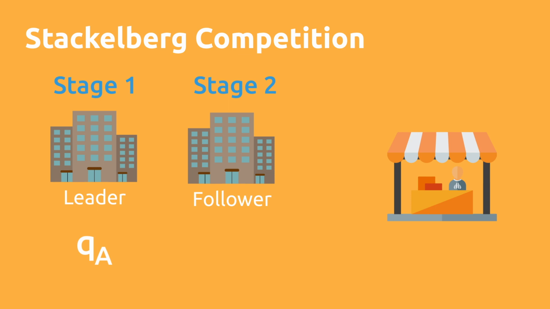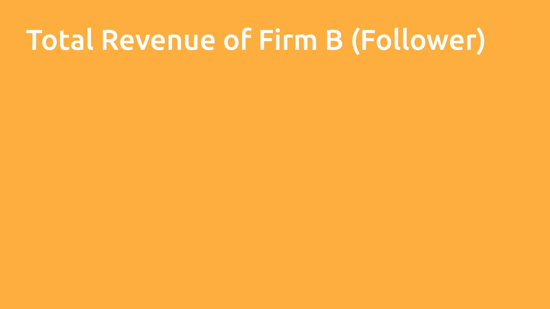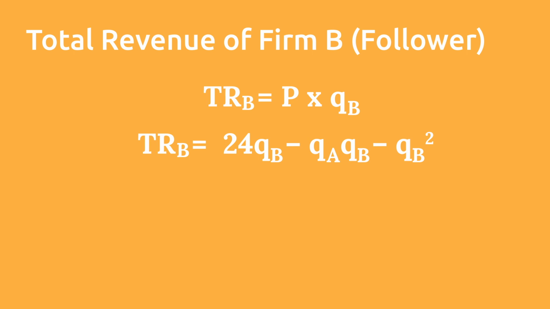Let's make a guess. How will the follower decide on the quantity of output being produced in stage 2? Right! The answer is the follower will produce an output that can maximize its own profit. We can look at the marginal revenue and marginal cost of the follower firm to find it out. The total revenue, TR, of firm B, that is, the follower, is TRB equals P times QB. By substituting the market demand and simplifying the expression, we have TRB equals 24 times QB minus QA times QB minus QB squared.